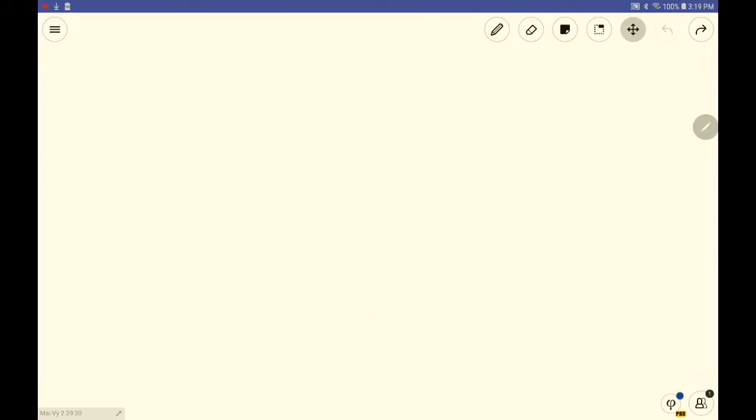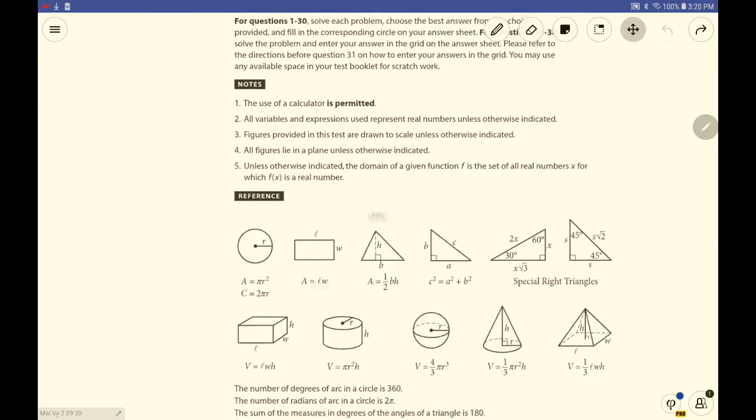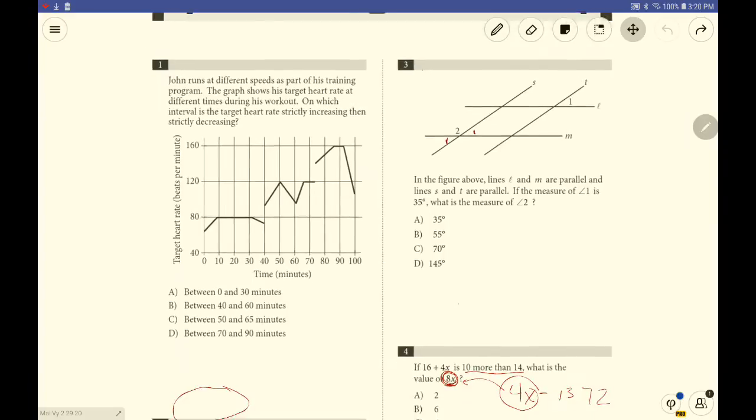Now we're on to section 4. So I guess we talked about number 3. You saw that angle 2 is not equal to angle 1, therefore it must be supplementary. So the answer is 145.